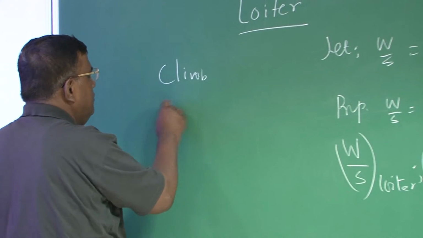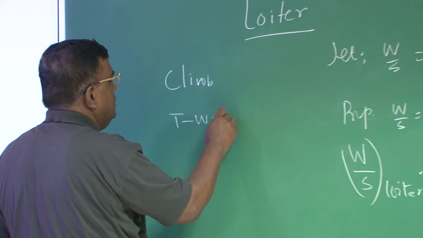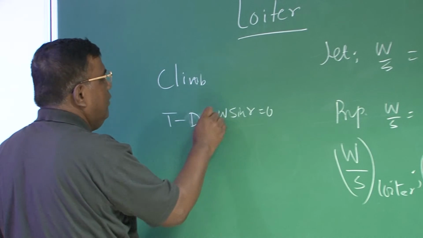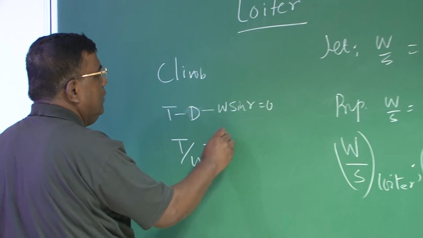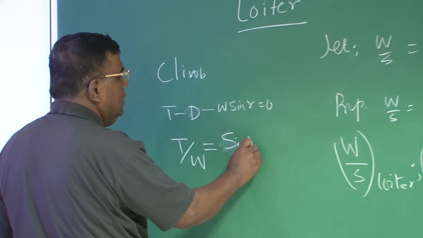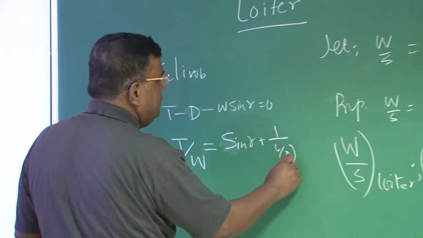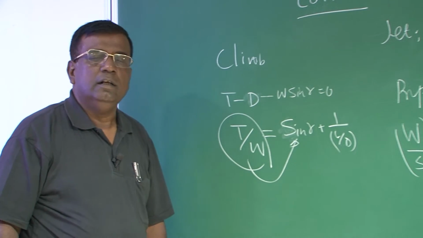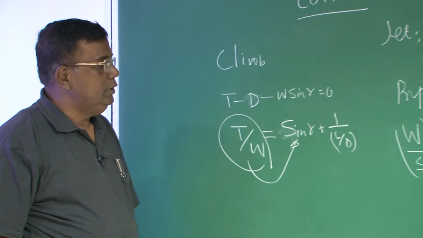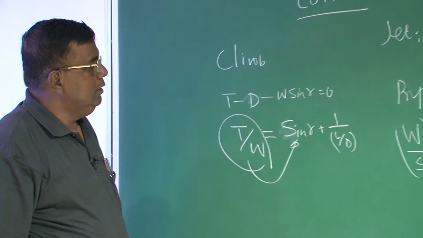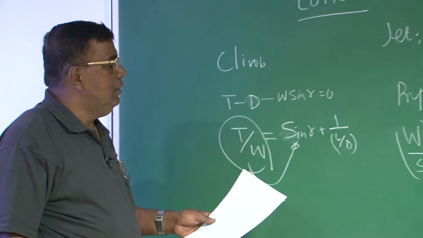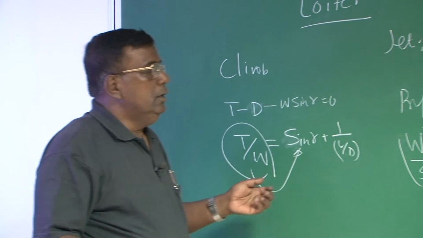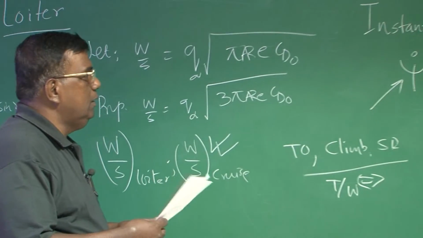You know that for climb, T minus drag minus W sine gamma will be equal to 0 if it is going for a steady climb, and this is sine gamma plus 1 by roughly L by D. So the T by W requirement is dictated by the flight path angle or climb angle you are planning to climb at, and 1 by roughly L by D. So for meeting climb performance, I will give more weightage to T by W, right? And for this, I will give more to the W by S.